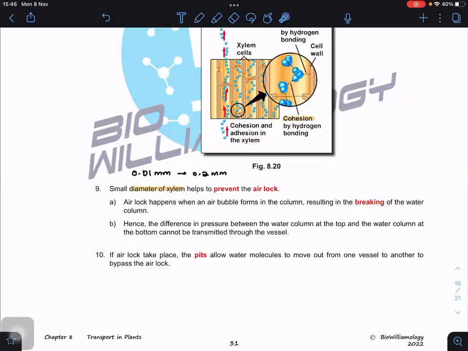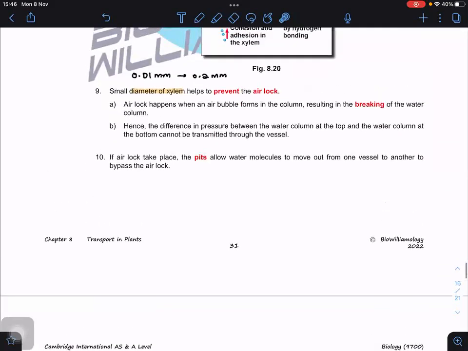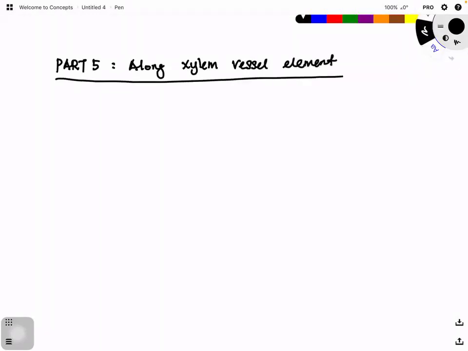In case airlock forms, don't worry, we still have the pits that allow the water molecules to move out from one vessel to another to bypass the airlock. We have learned this previously. So let us look at part 5 now: part 5, along the xylem vessel element.